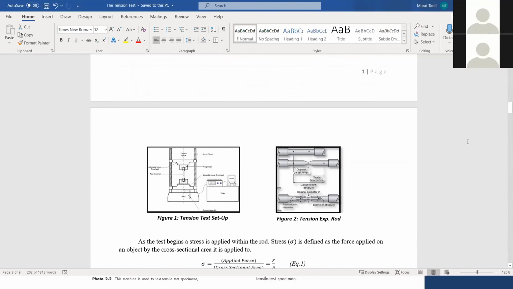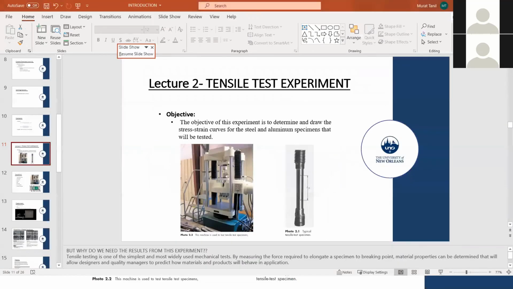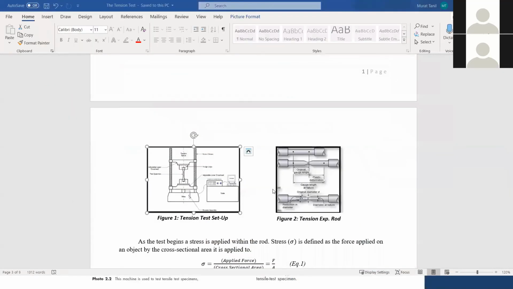Well, what I will recommend for you while you are doing your research, you can find this tension test setup on Google. If you ask Google about tension test, you can find different pictures, different images. It's pointless to copy and paste from the sample reports given to you. You know what I mean?